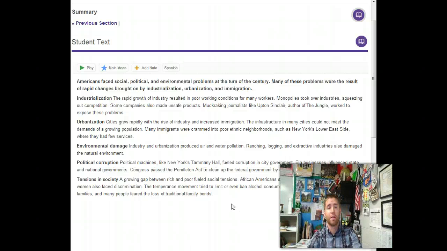So hopefully you took good notes. I tried to highlight all the keywords for you. Make sure you have your notes taken and ready to go for class.